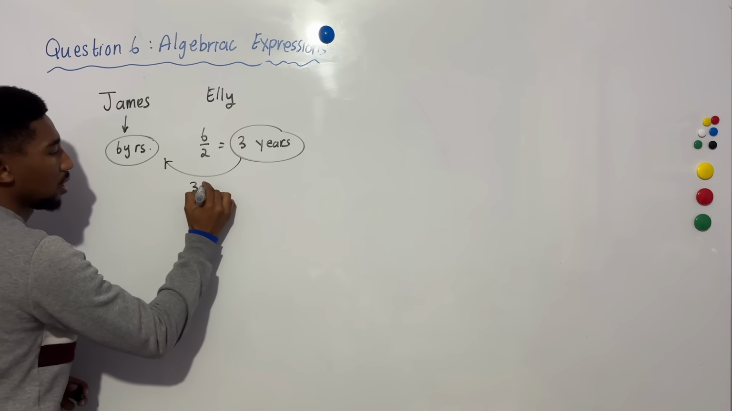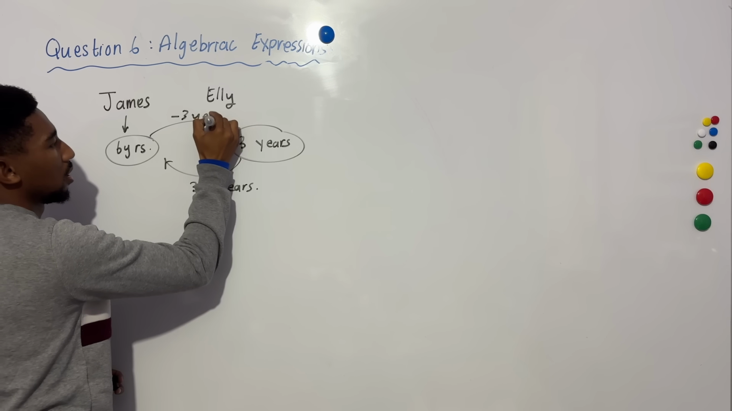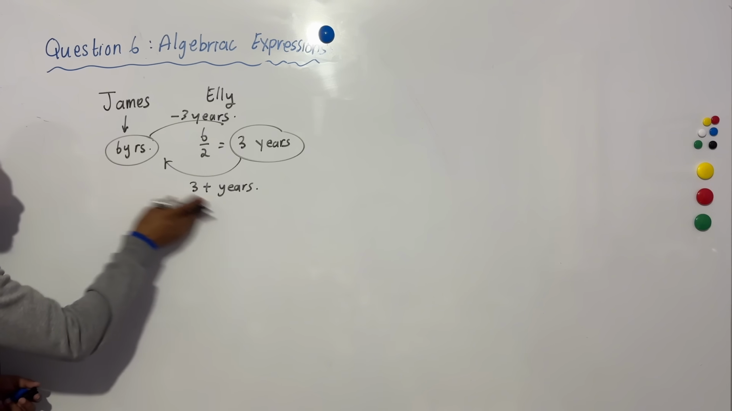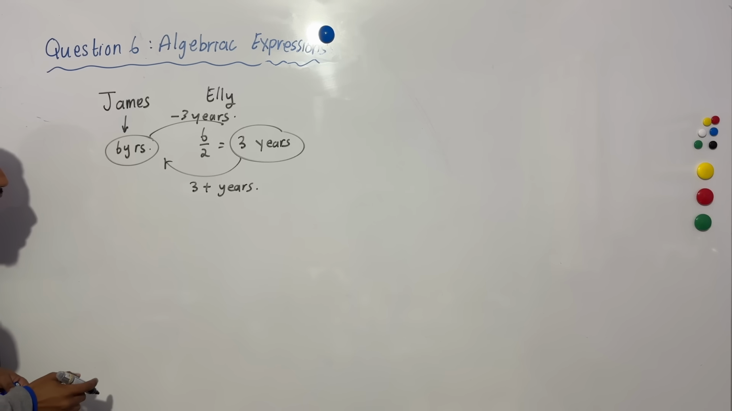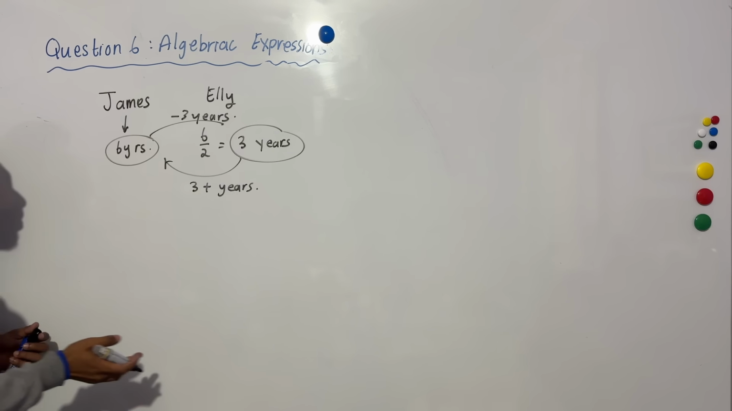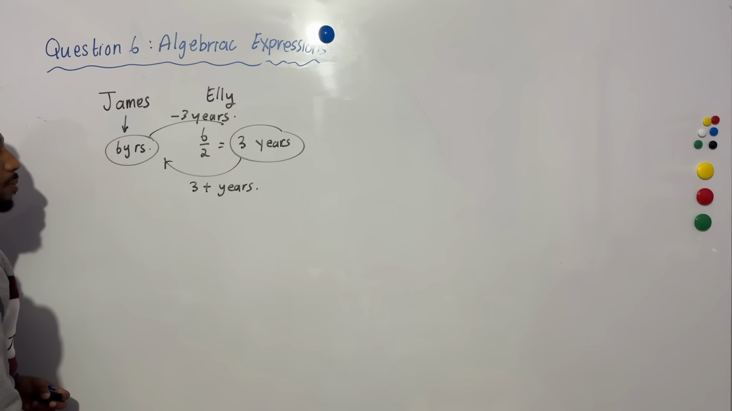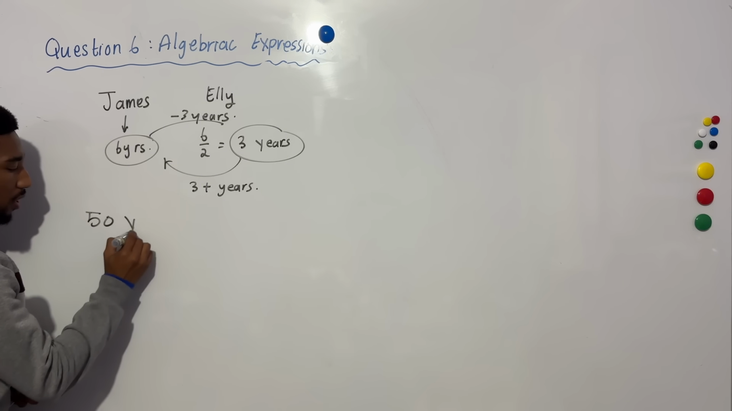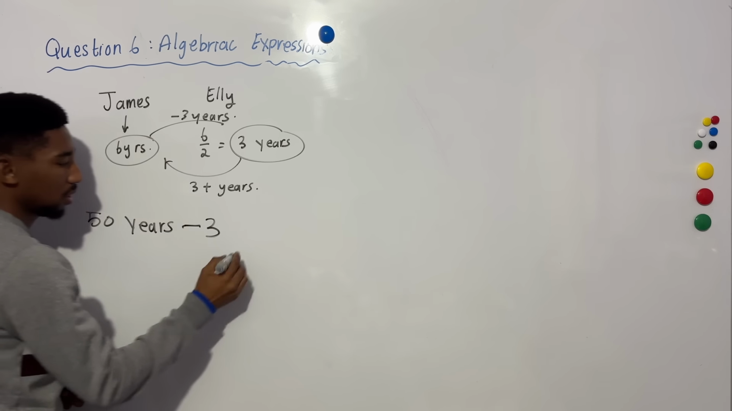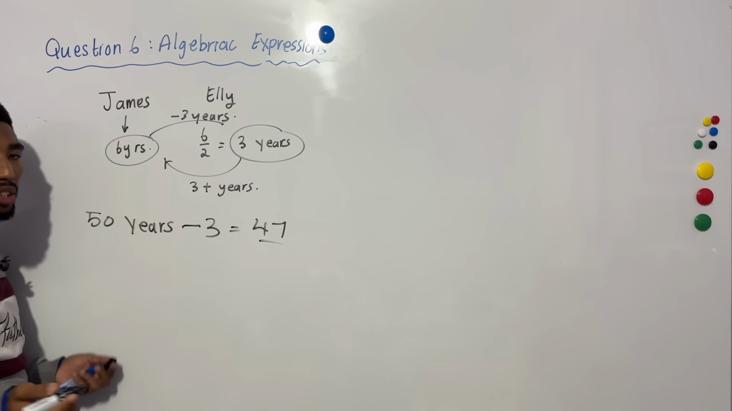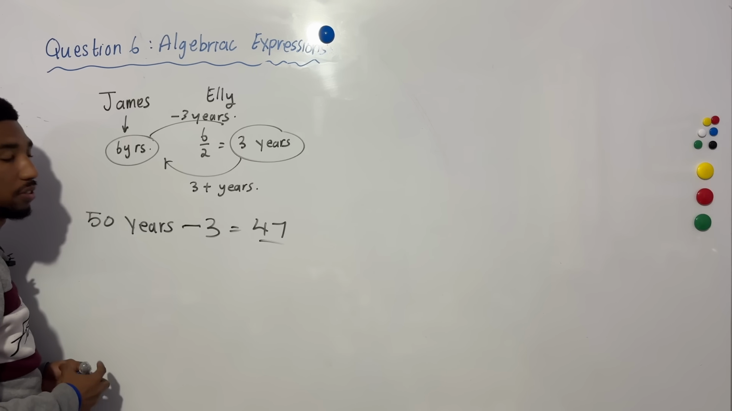So James is 3 years older and Ellie is 3 years younger. That's the maths. It's making it look complicated. Okay, but all you need to know is that James is 6 years old, Ellie is half of that, and Ellie is 3 years old currently. But when James celebrates his 50th, we know that Ellie will be 3 years younger. So 50 minus 3 is equal to 47. So that will be Ellie's age when James turns 50.